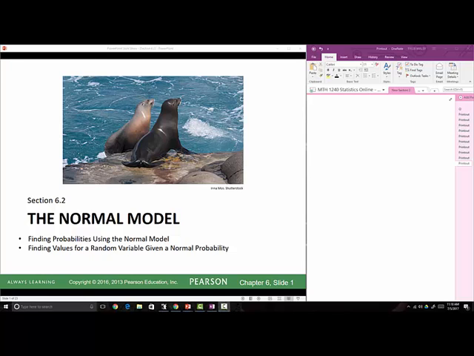Alright, so we're ready for section 6.2, which is the normal model. The main things we're going to focus on are being able to find probabilities using the normal model, and also finding values for a random variable given a normal probability. Alright.